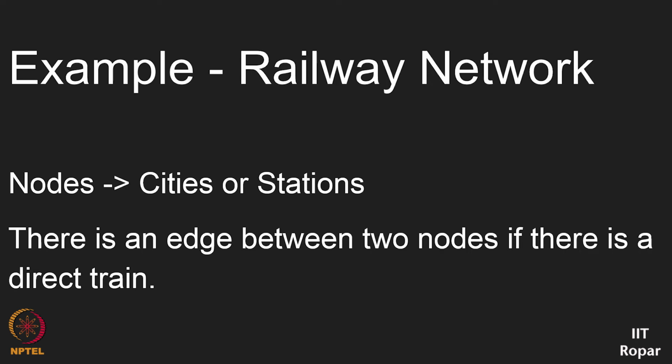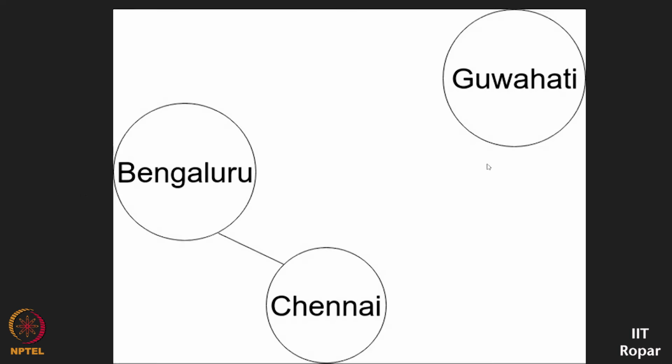So between any two cities, there may or may not be an edge. That depends on whether there is a direct train or not. For example, take two cities, Chennai and Bengaluru. There is an edge between these two cities because there is a direct train between them. Whereas between Chennai and Guwahati, or Guwahati and Bengaluru, there is no edge because there are no direct trains.